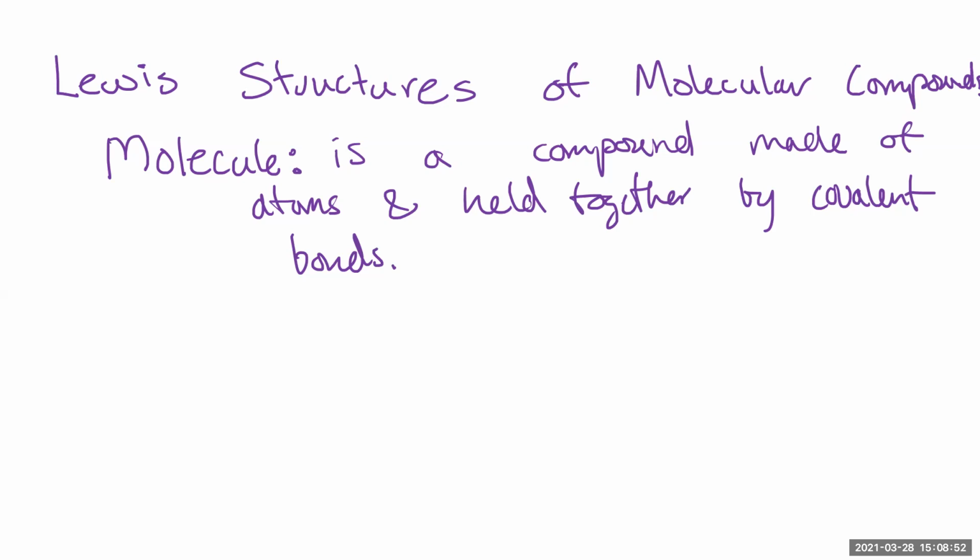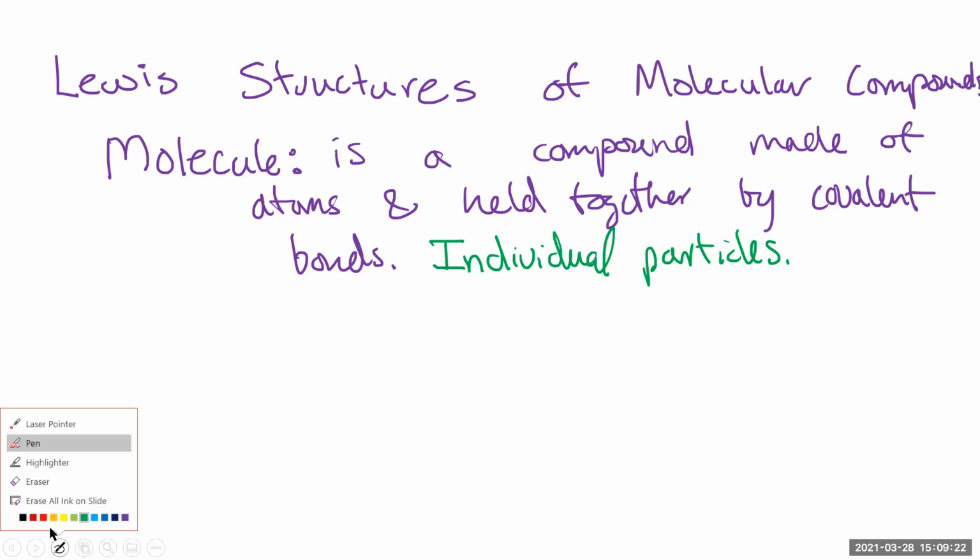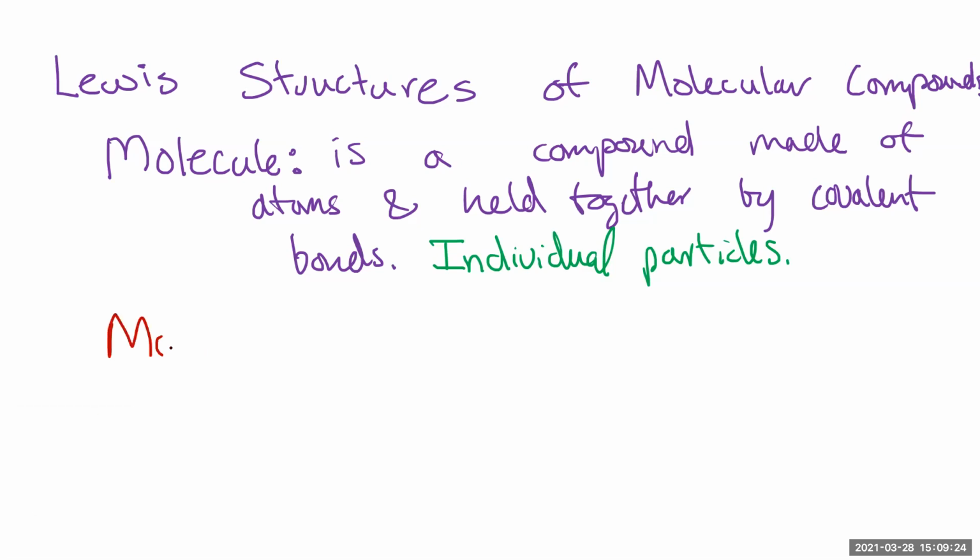In contrast, molecules are discrete individual units. Okay, these can be seen as individual particles. Remember that ionic compounds don't exist as individual small particles. They will just be however many positive and negative ions are associated into the larger structure. That's why we have formula units for ionic compounds.